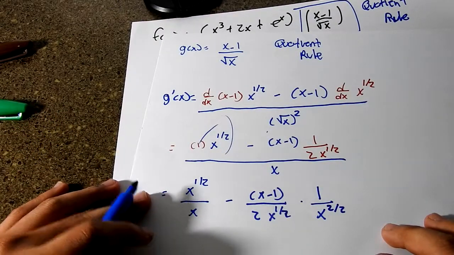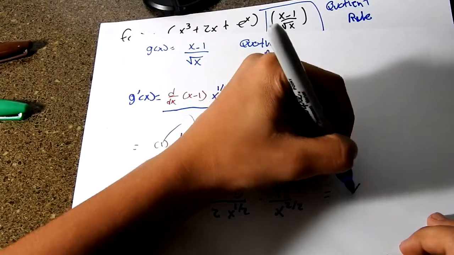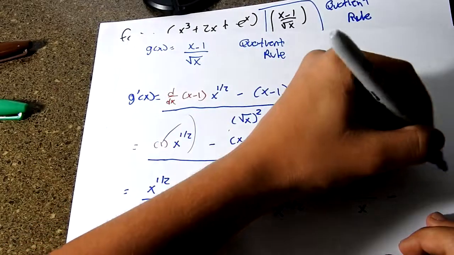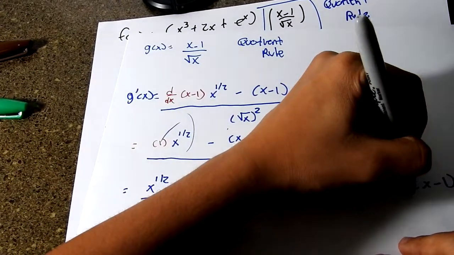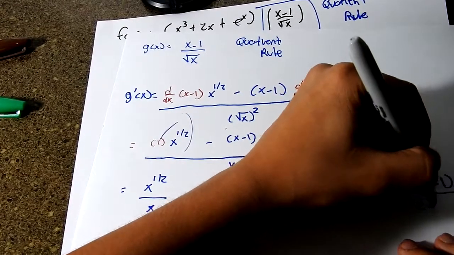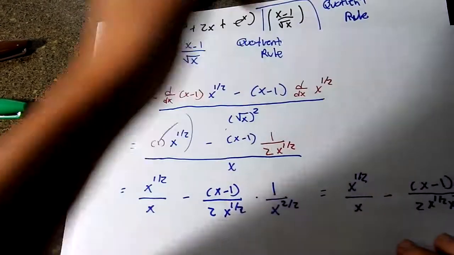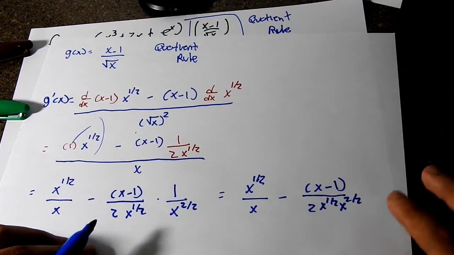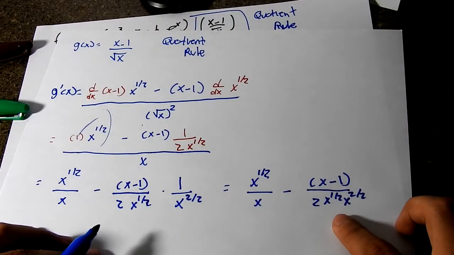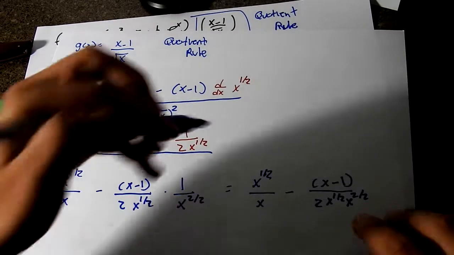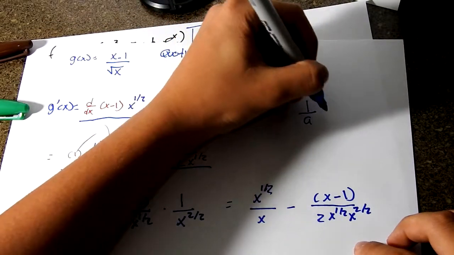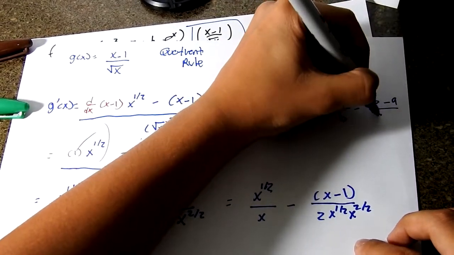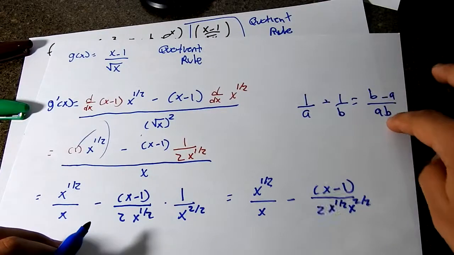So we're going to have x to the 1/2 over x minus 1 over 2x to the 1/2 times x to the 2 over 2. This x to the 1/2 times x to the 2 over 2 is x to the 3 over 2, but I left it this way. You'll see why. So now we learned from algebraic fractions that when we have 1 over a minus 1 over b, this is b minus a over ab. We're going to do this process over here.